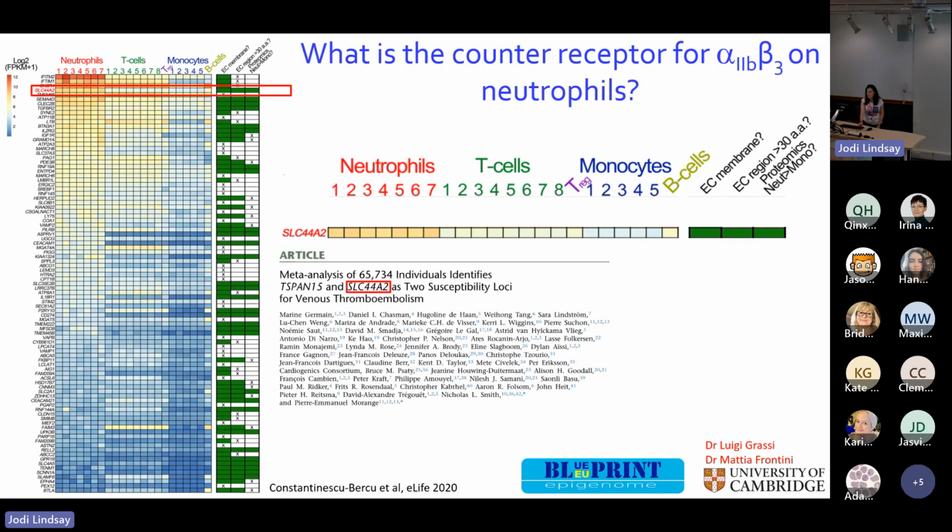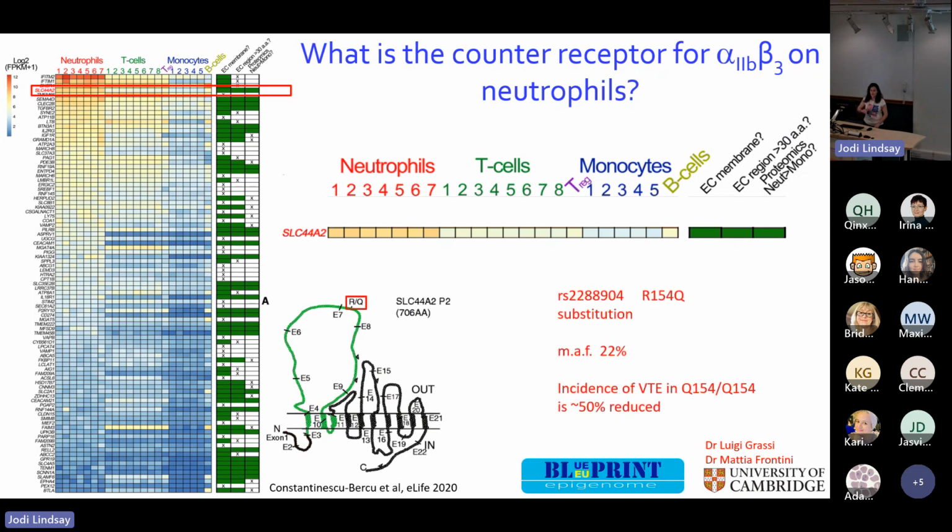Indeed, there was an article a few years back, GWAS studies identifying SLC44A2 as a risk factor for venous thromboembolism. They also described a SNP of relatively high frequency that is responsible for an arginine to glutamine substitution at amino acid 154. And individual homozygotes for this SNP had a 50% reduction in incidence of VTE.